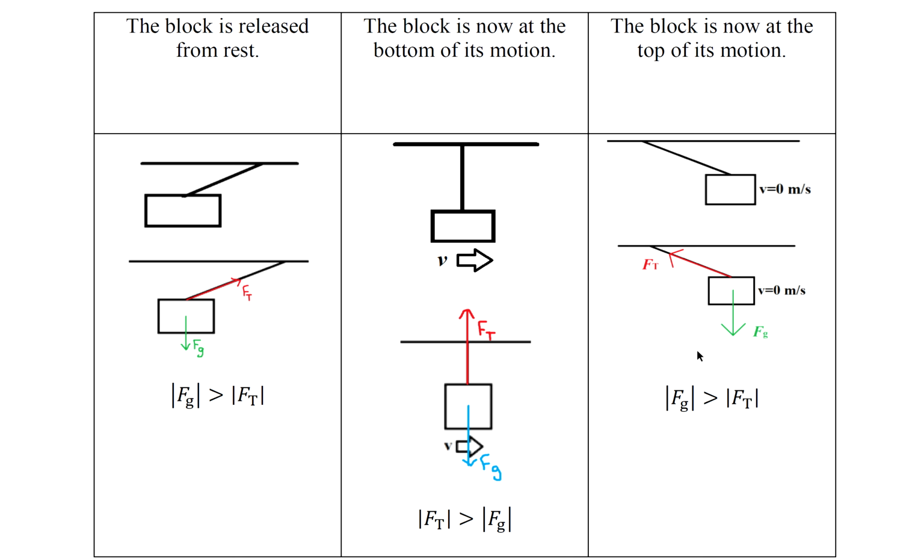Now look at the problem on the right. The block is now at the top of its motion. Once again, the force of gravity down should be greater in magnitude than the force of tension. So once again, these are not always drawn to scale because they're quite difficult to draw to scale.